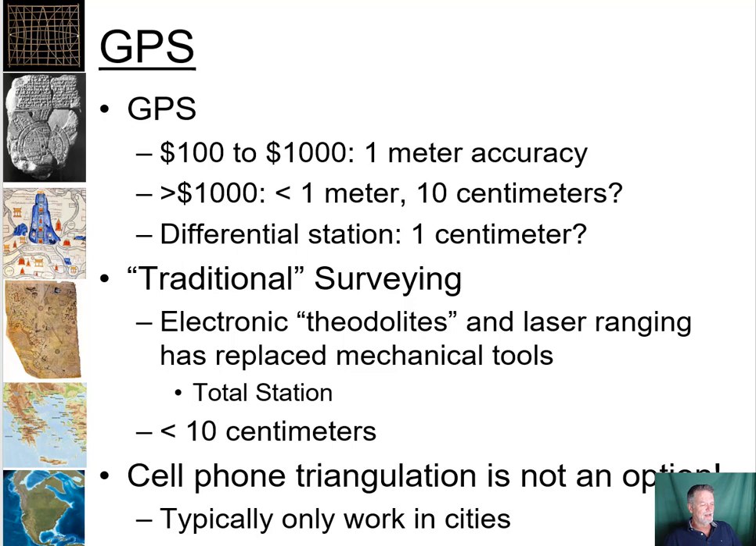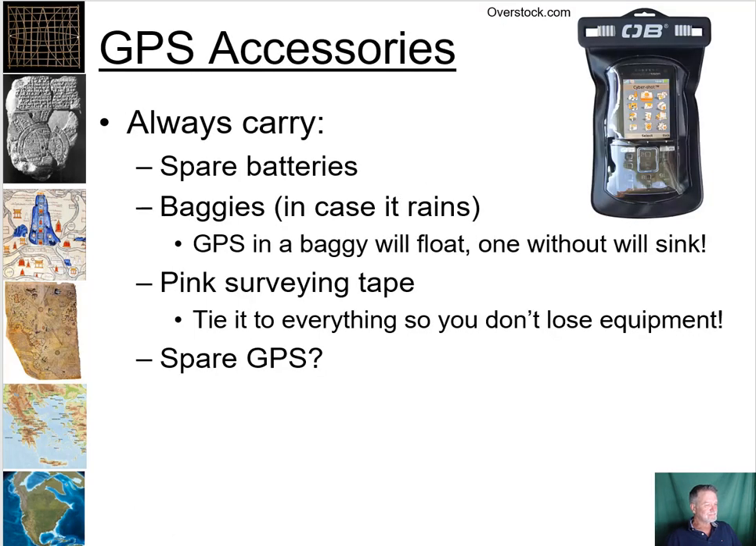Cell phone triangulation is not an option. Now your cell phone may have GPS, it may be pretty good, but the early cell phones and the less expensive cell phones are just going to triangulate off cell phone towers. That is not going to work very well, and it really only works in cities, so don't expect that to work out in the field.